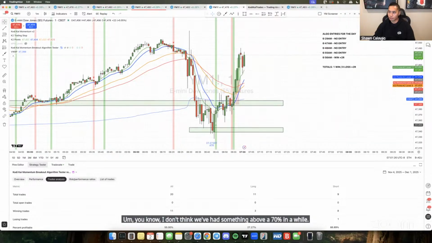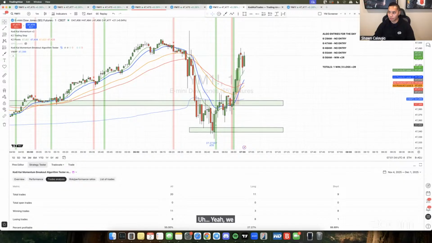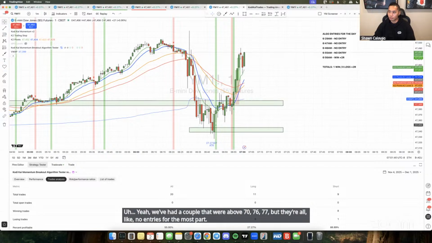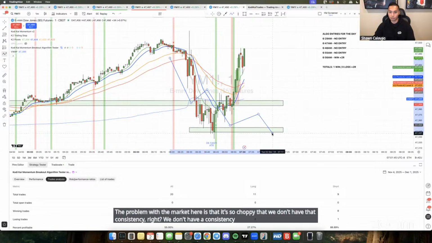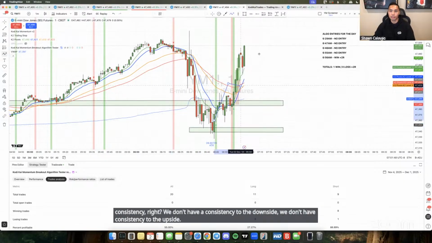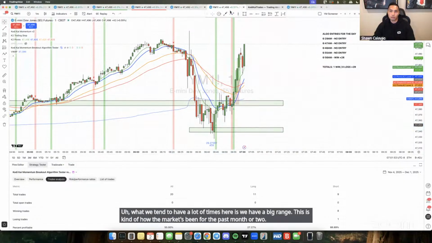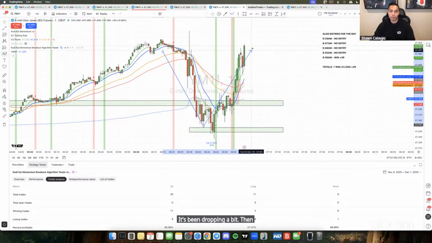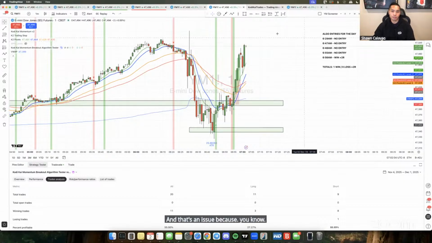We had one the other day. So on Wednesday we had one that was a 78%, but it was a no entry. Yeah, we've had a couple that were above 70, 76, 77, but they're all no entries for the most part. The problem with the market here is that it's so choppy that we don't have that consistency, right? We don't have a consistency to the downside. We don't have a consistency to the upside. What we tend to have a lot of times here is a big range. This is kind of how the market's been for the past month or two. It's been dropping a bit, then pushing right back up, and then dropping a bit, and then pushing right back up instead of having a consistent direction. And that's an issue because we're trading based off momentum. If the momentum is not consistent, it's just not there.